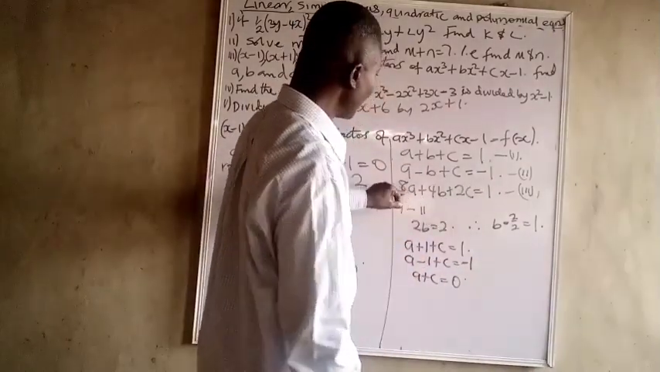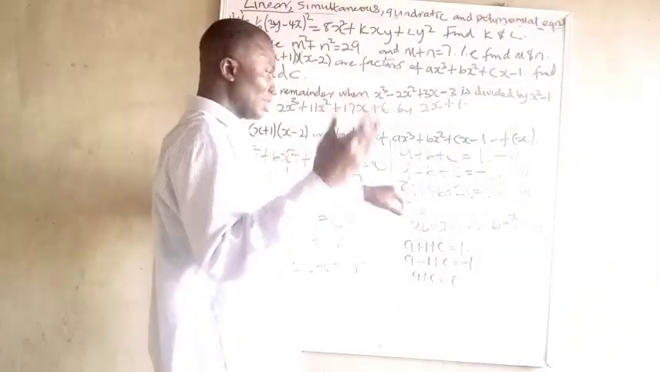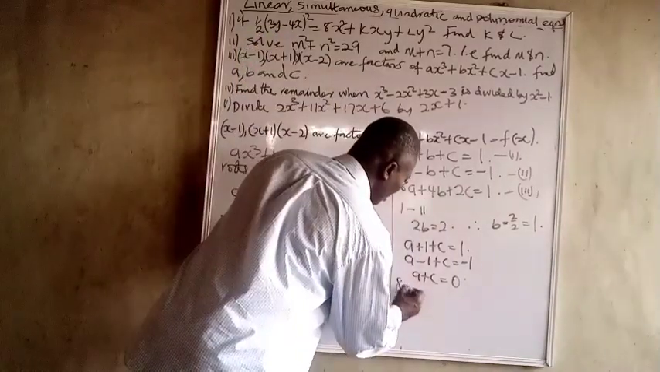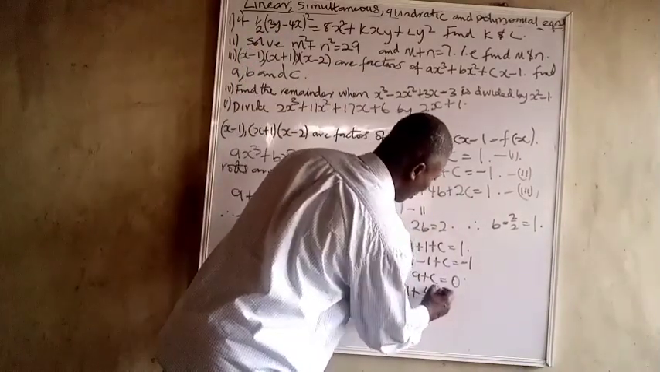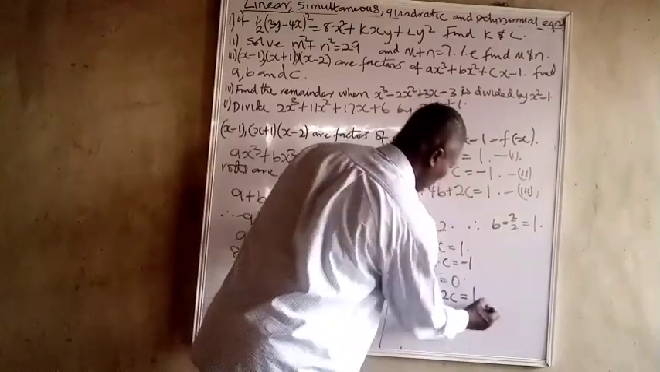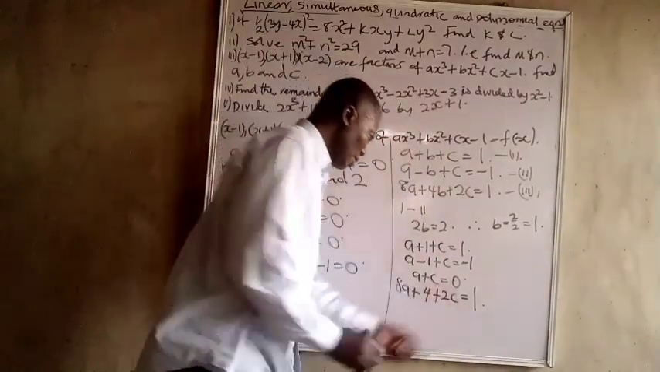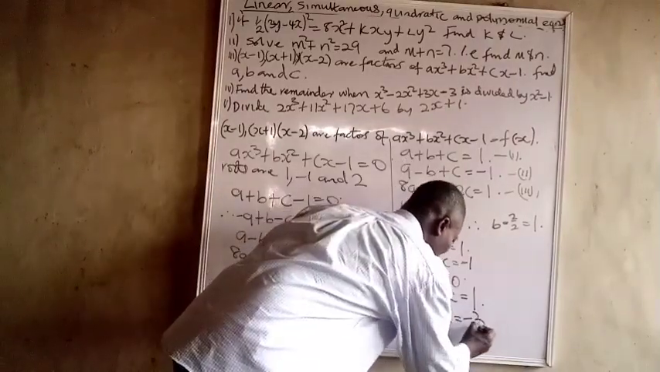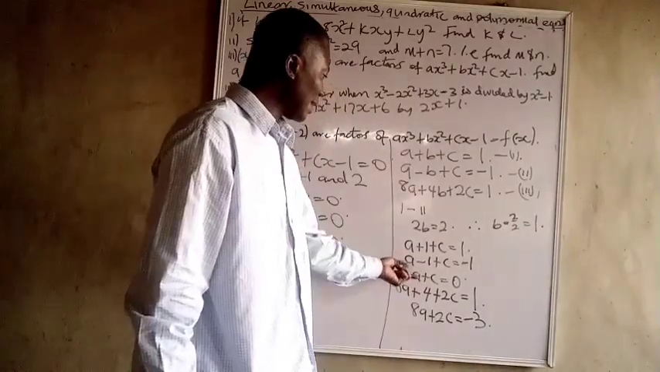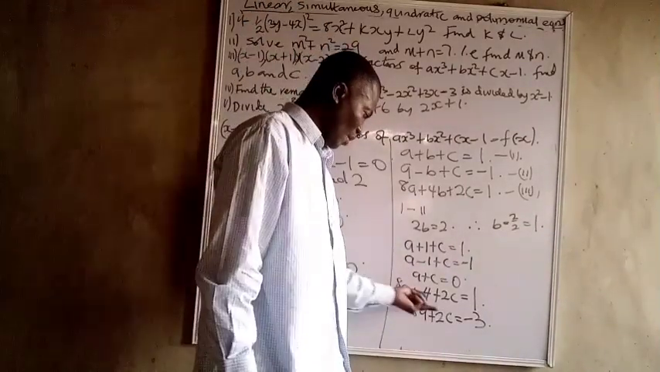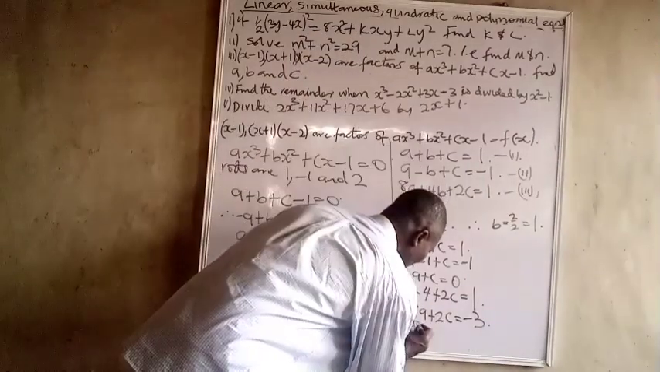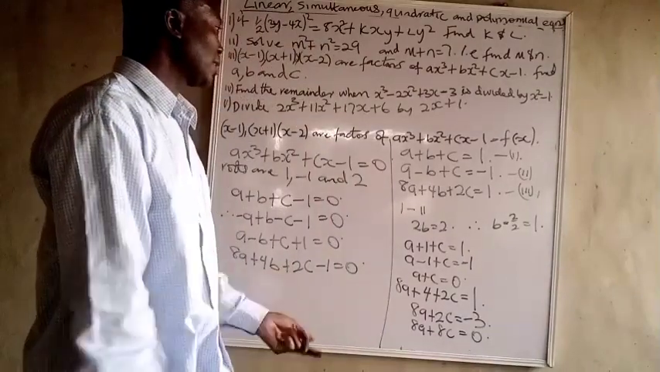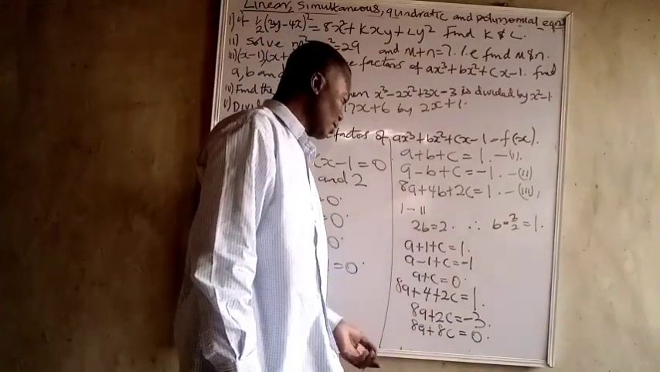Now, in this place too, let me slot in the value of b, that is 1. So I'm going to have 8a plus 4 plus 2c is equal to 1. Now, at the end of the day, I'm going to have 8a plus 2c is equal to minus 3. And you can see from here that a is equal to minus c. Let me multiply this one by 8. 8a plus 8c is equal to 0. That's what it gives me.